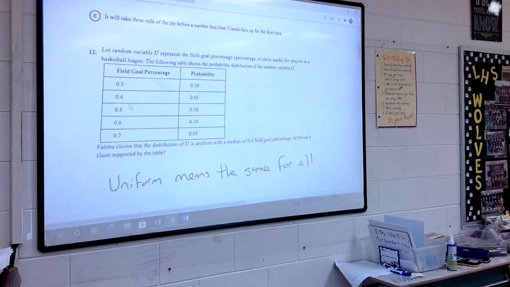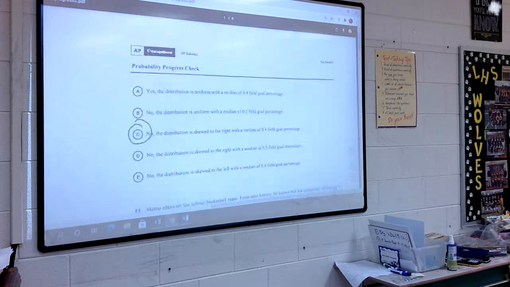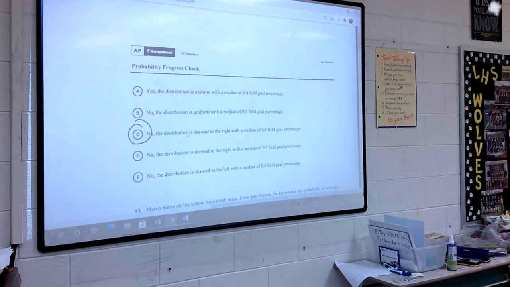Now, think about these probabilities. If you made the bars on the probability, it would be a 0.1 bar, then a big 0.45, then a 0.3, then a 0.1, then a 0.05. So there will be a tail to the right, which would mean it would be skewed to the right. So if we look up there, it is not uniform. The distribution is skewed to the right, and the median is at 0.4. That's where the middle number is.